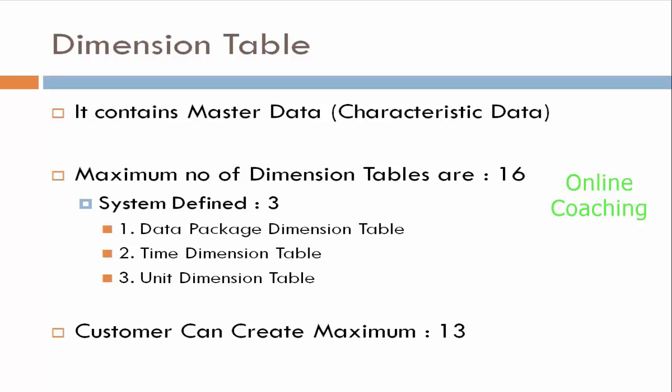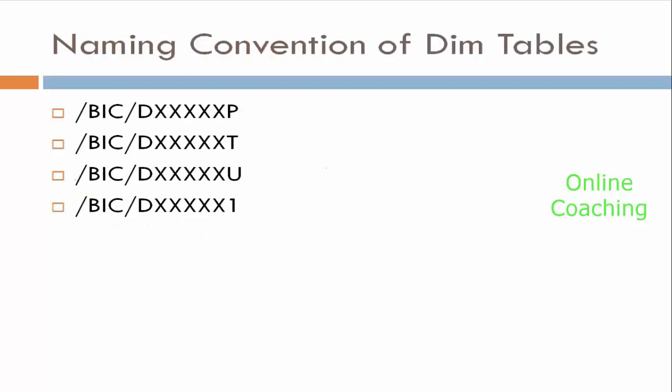There are a total of 16 dimensions in an Infocube. Out of 16, 3 dimensions are system defined. Then what are the remaining? 13. So the customer can create a maximum of 13 dimensions. So how will these dimension tables be created?